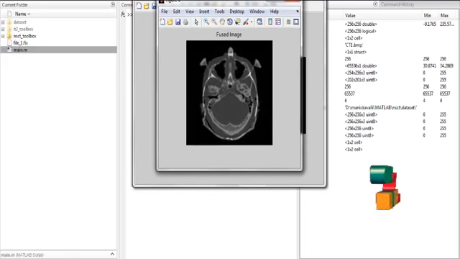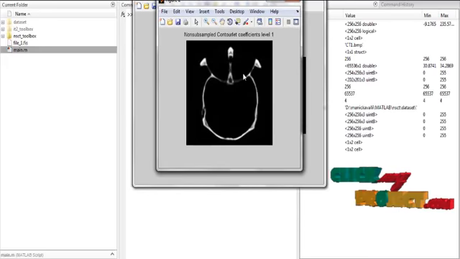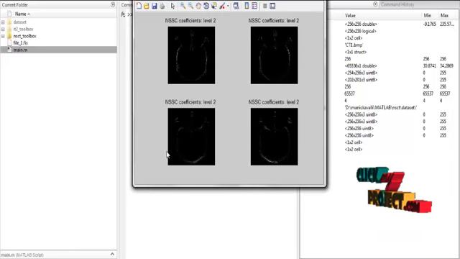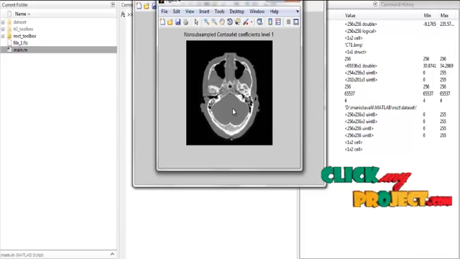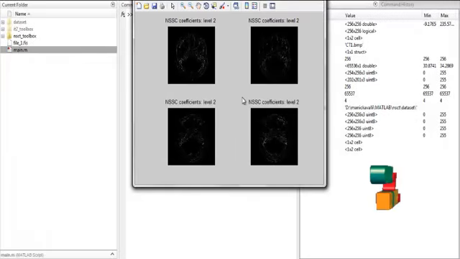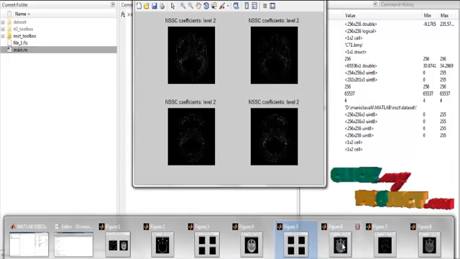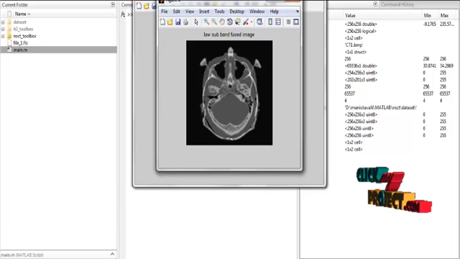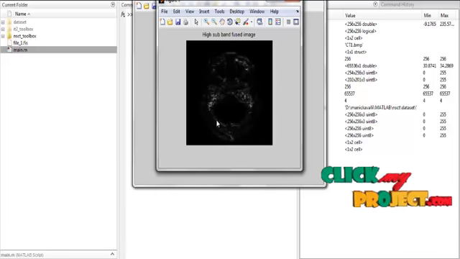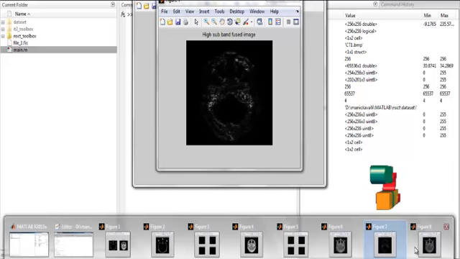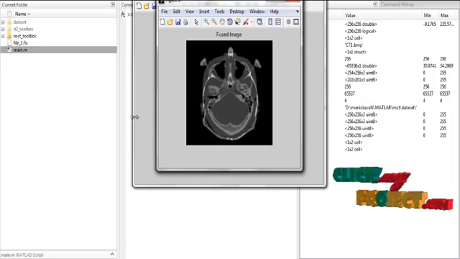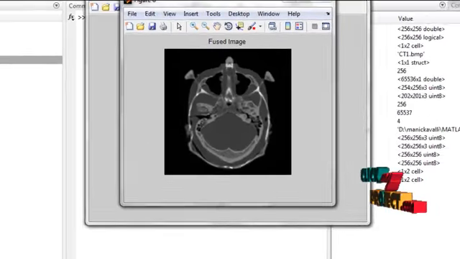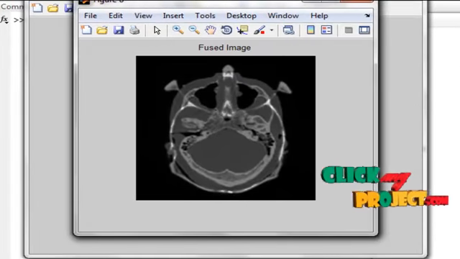Figure 1 is the input image, and figure 2 is the non-subsampled coefficient level 1 for image 1. Figure 3 is level 2 for image 1. Figure 4 is level 1 for image 2. Figure 5 is level 2 for image 2. Figure 6 is the low subband fused image of both images, and figure 7 is the high subband fused image of both images. Figure 8 is the fusion of both fused images. This is the final output of our product.